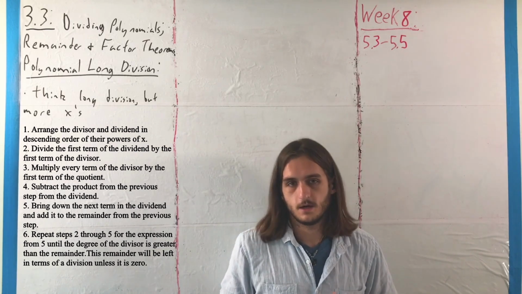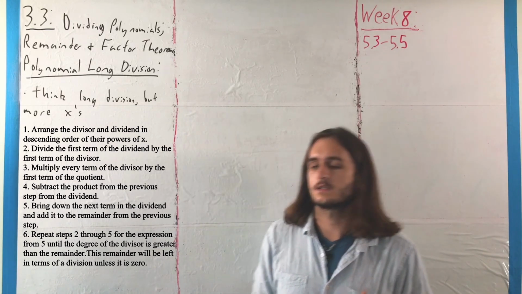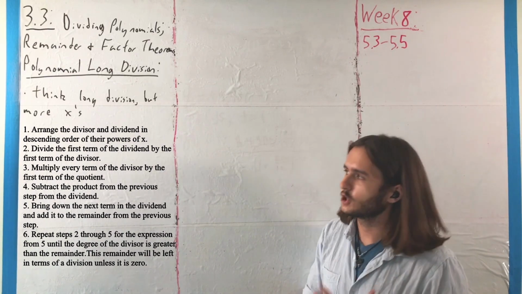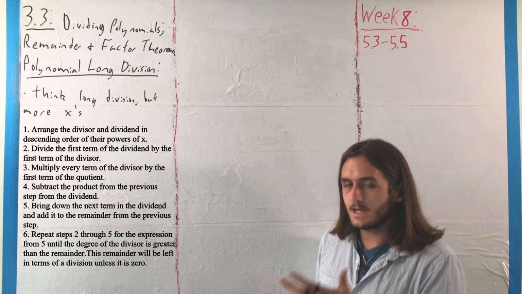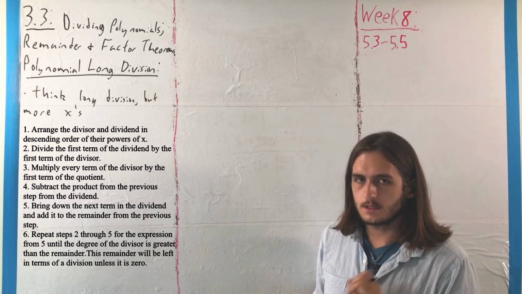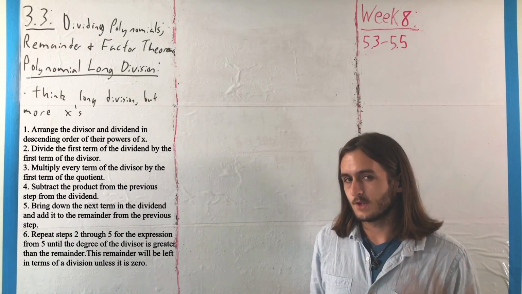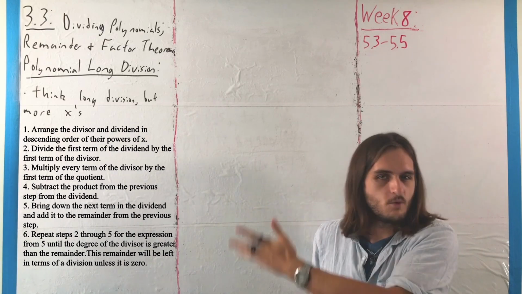So let's look here at an example for how this looks, because it probably sounds very intense in terms of that process. But we'll see it's, again, basically the same as dealing with long division, just with some more unknowns.